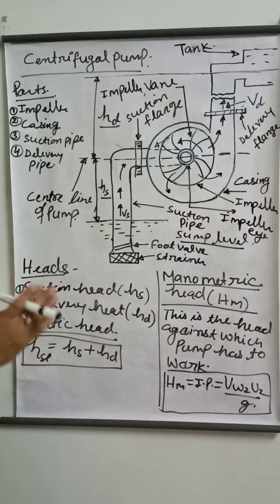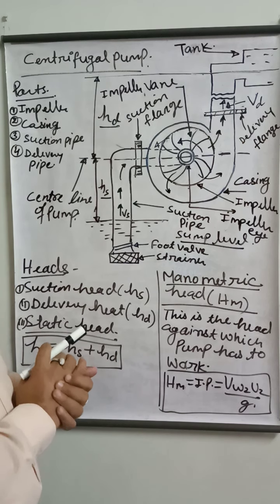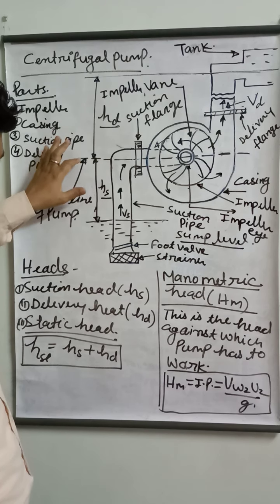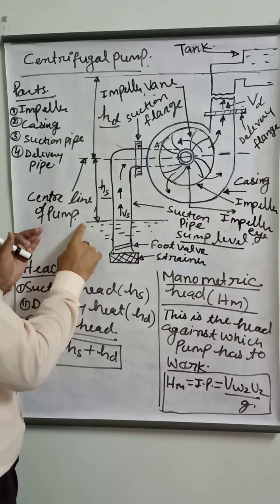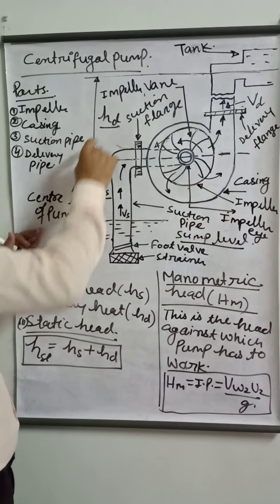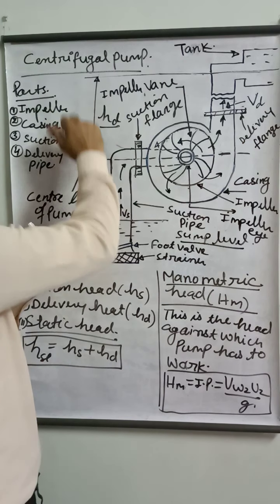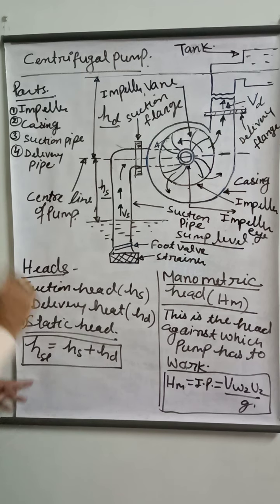Now, what heads are there? Actually, now we are dealing with the numerical point of view. So this is the suction head, as I told you, that means the head between sump level and center line, and the delivery head. The sum of these 2 heads is called static head. That means HST is equal to HS plus HD.